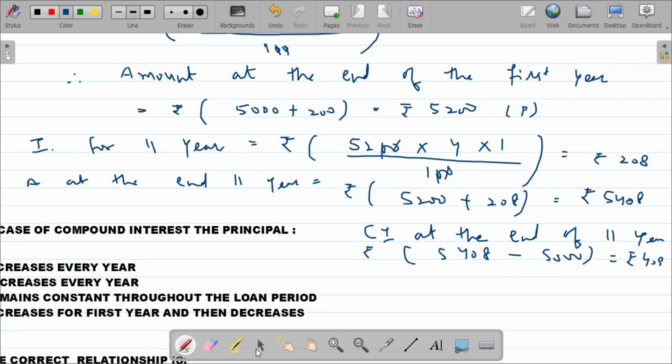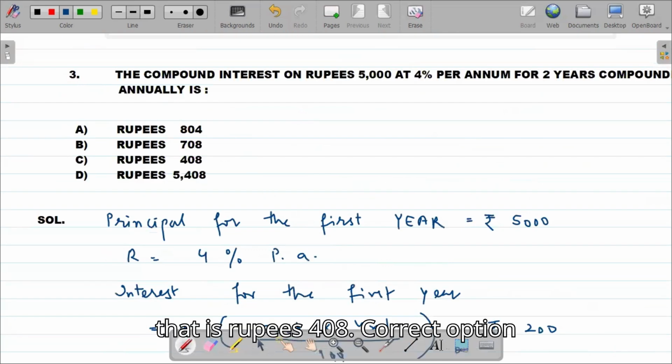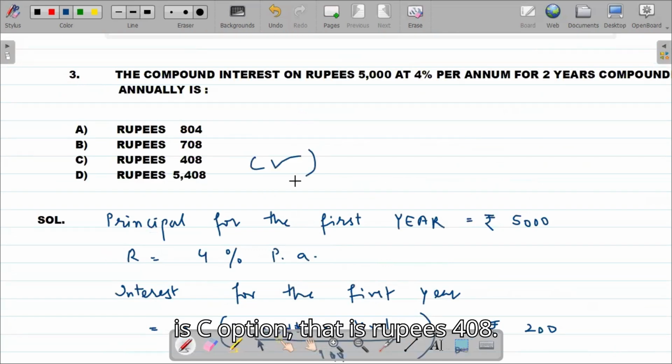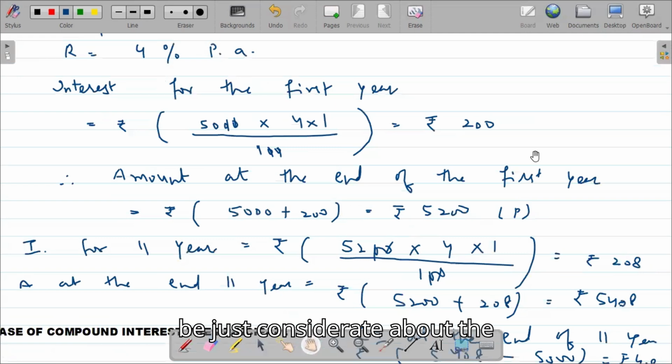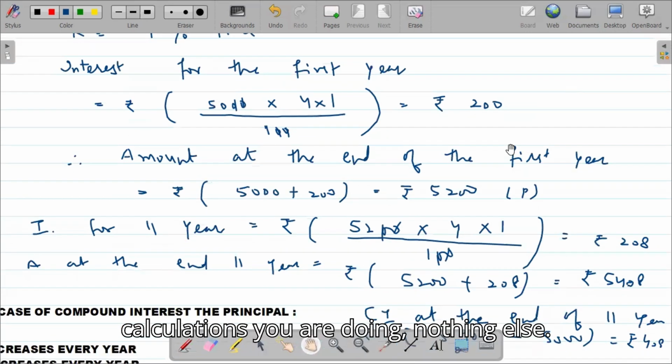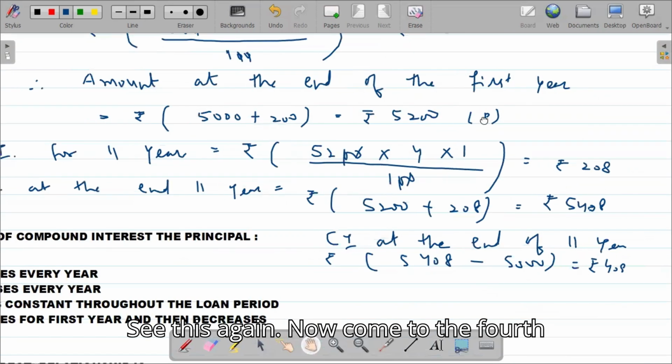So for the third part, the correct option is C, that is rupees 408. The correct option is C, that is rupees 408. Hope the question is clear. You have to be just considerate about the calculations you are doing, nothing else. See this again. Now come to the fourth question.